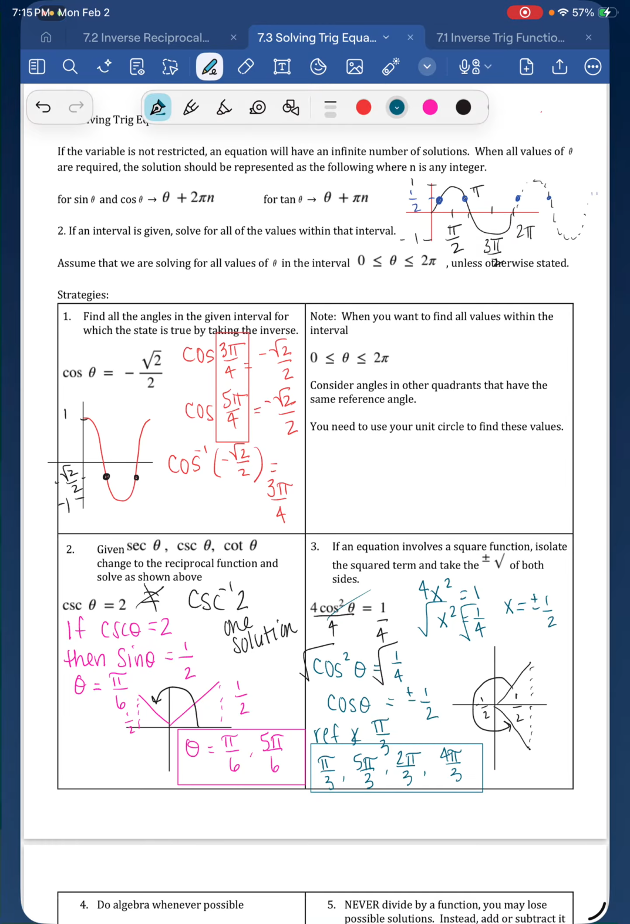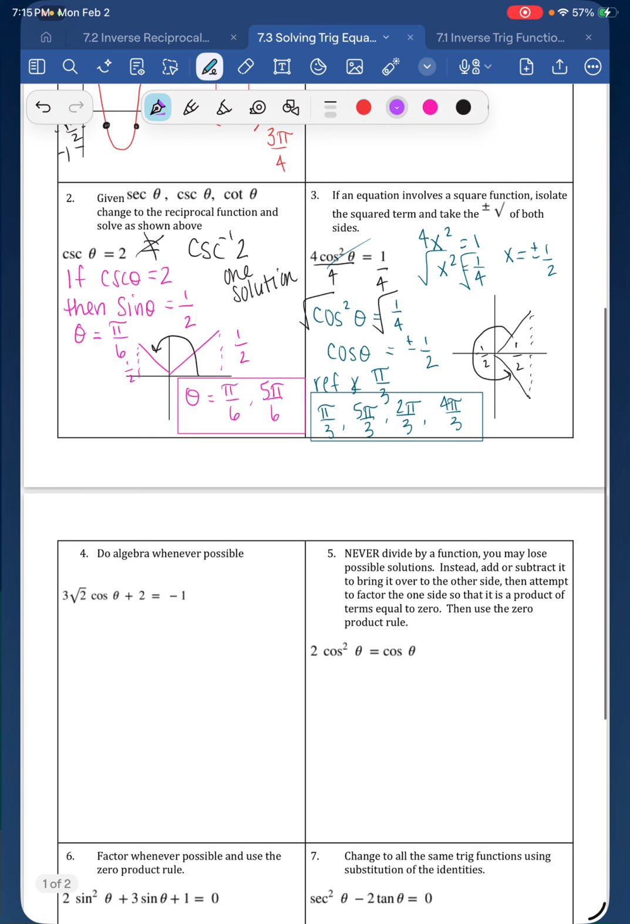Okay, let's move right along. Let's flip it over. All right, now we've got this really funky problem. 3 root 2 cosine theta plus 2 equals -1. The goal is to solve for cosine. So to do that, I'm going to subtract 2 from both sides. And then I'm going to divide both sides by 3 root 2.